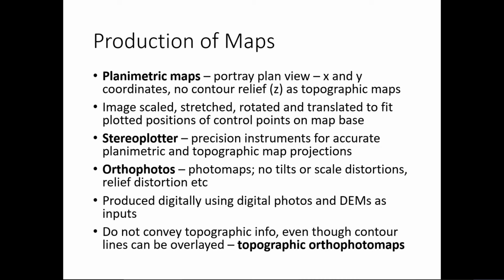Then using all this data, if you have the elevation data, you can produce digital terrain models or digital elevation models of the particular area. And these ortho photos do not convey any topographic info. As I mentioned, ortho photographs are basically photo maps. They are actual aerial photographs, but they are a map. There is no distortion or relief displacement in that photo.